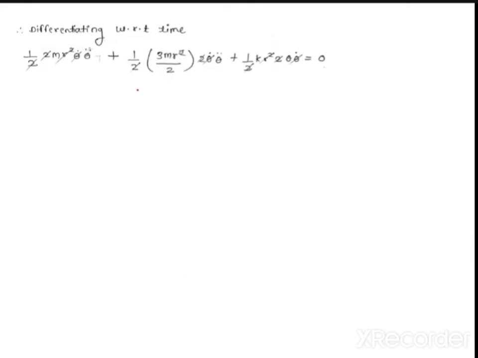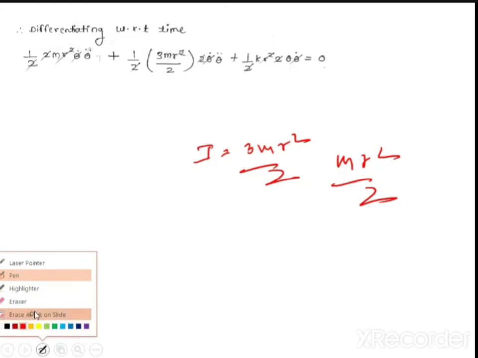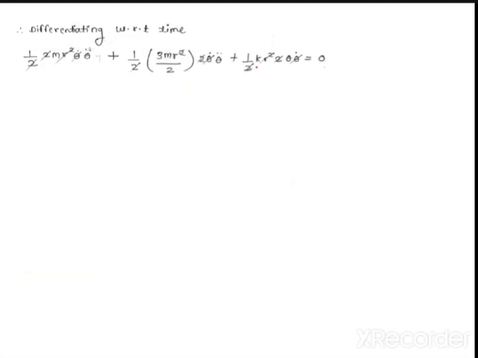Differentiate. Now I am using the differentiating method: 1/2 into 2mr square theta dot into theta double dot plus I. What did I put for I? 3mr square by 2. Okay, some people put mr square by 2. That is also correct, theoretically that is also correct. But I suggest you don't go by the book method. So 1/2 k square into, everything, what did you get? theta dot plus 2k by 5m upon t.